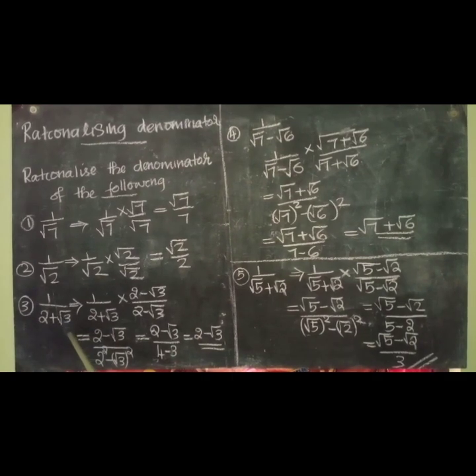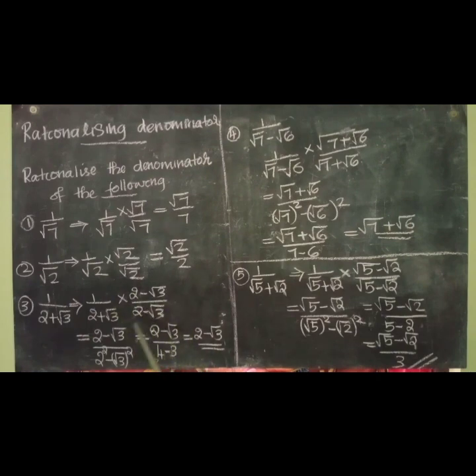Next question, 1 by 2 plus root 3. This question is a little different from the previous questions. This is a binomial. There it was root 7, so we multiplied by root 7 by root 7. Here it was root 2, so we multiplied by root 2 by root 2. Here it is a binomial, 2 plus root 3, so you have to multiply by the conjugate. That means for 2 plus root 3, you multiply with 2 minus root 3. So the steps: 1 by 2 plus root 3 into 2 minus root 3 by 2 minus root 3.